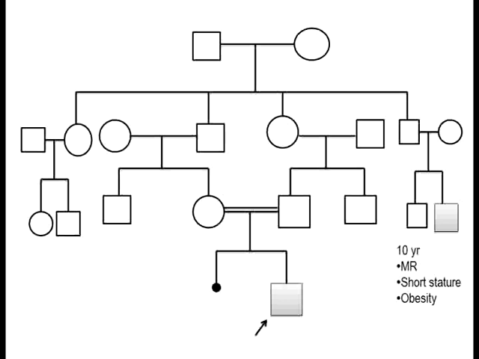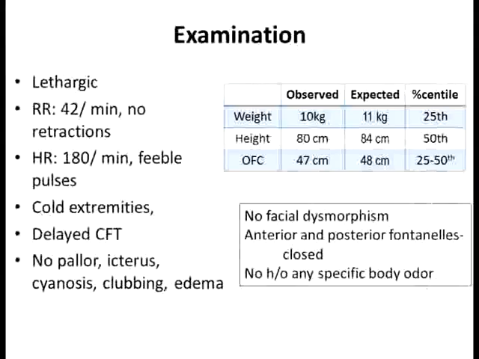So this is his family tree. We can see he has a 4th generation family tree. He was born of a 3rd degree consanguineous marriage. This is where an MTP was done, and one of the cousins of these parents was diagnosed at 10 years of age to have mental retardation, storage and obesity. We don't have further details on it.